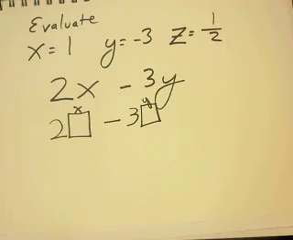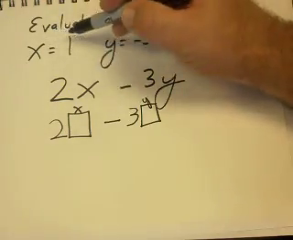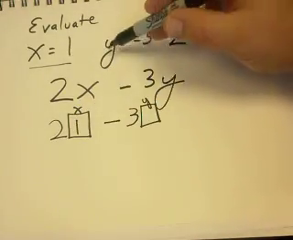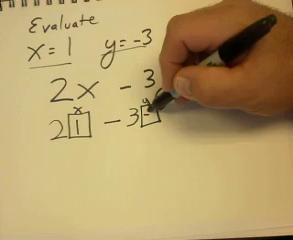So all that we need to do is plug. We plug and chug. So in my x box, x equals 1, so I'm going to put a 1 there. In my y box, my y is equal to -3, so I'm going to put a -3 there.